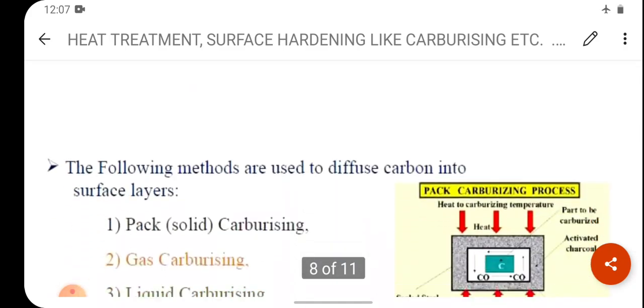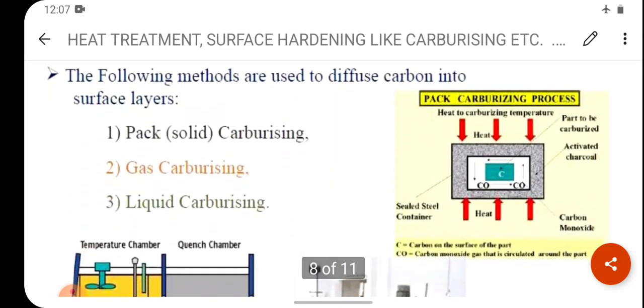Now we will discuss the steps in the carburizing process, or the methods. The following methods are used to diffuse carbon into a surface layer. What do we have to do? Diffuse carbon on the surface of an object. The first one is pack carburizing, or you can say the solid carburizing method. The second one is gas carburizing, and the third one is liquid carburizing.